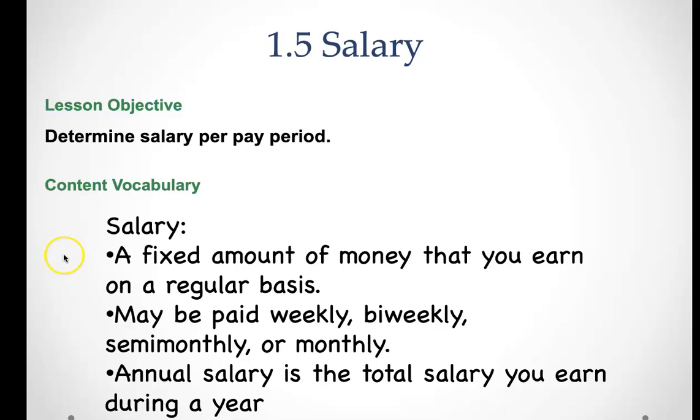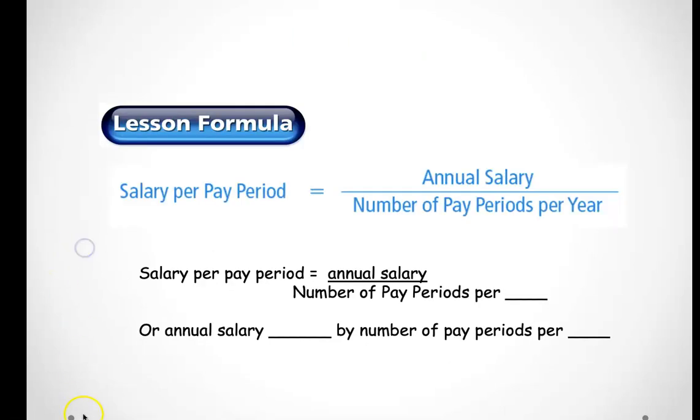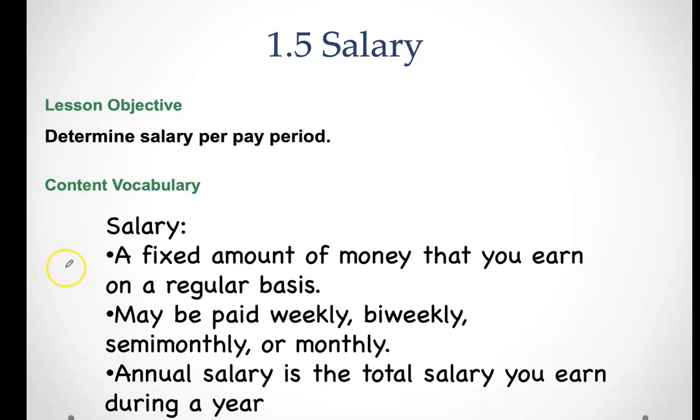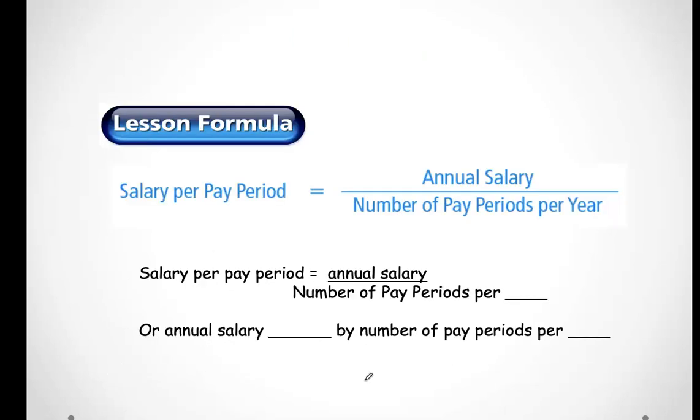So for the vocab word, please write that first sentence right here. You may be paid on a weekly, bi-weekly, semi-monthly, or monthly basis. An annual salary is the total salary you earned during a year. Please pause the video if you need to take time to write the vocab word.